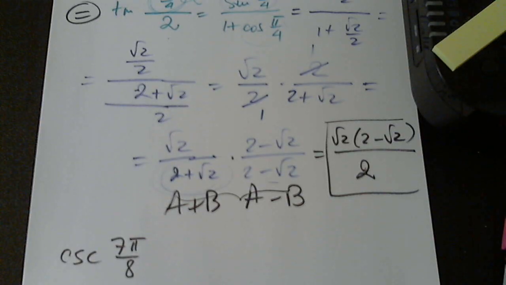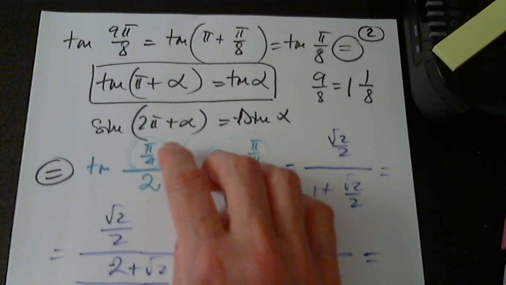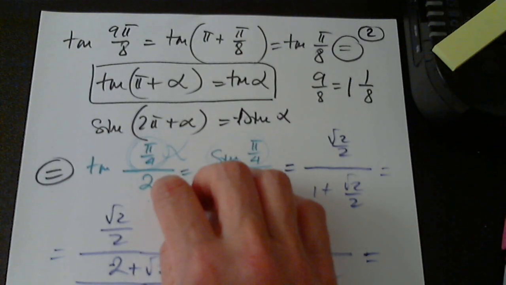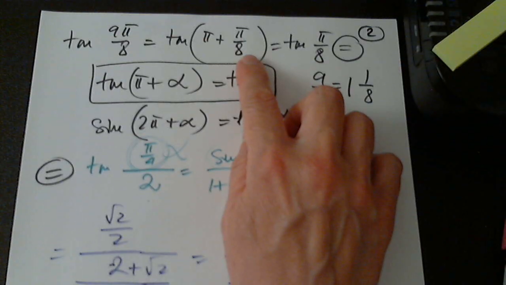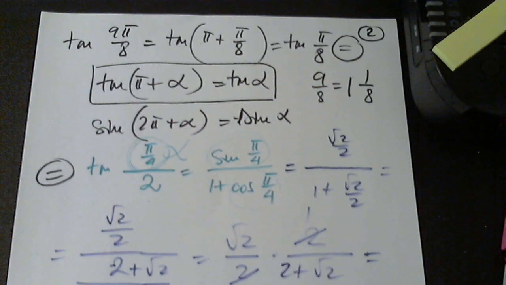Yes, I'm ready. How did you know it was pi over 4 at the beginning? Because if I divide pi over 4 by 2, I get pi over 8. Okay, thank you. Also, another indication was where we were asked to use a half angle identity.